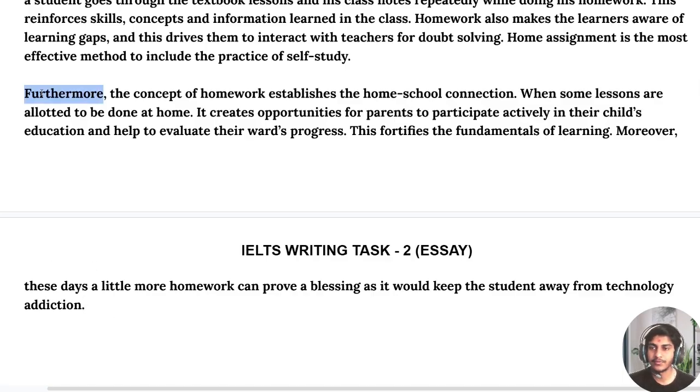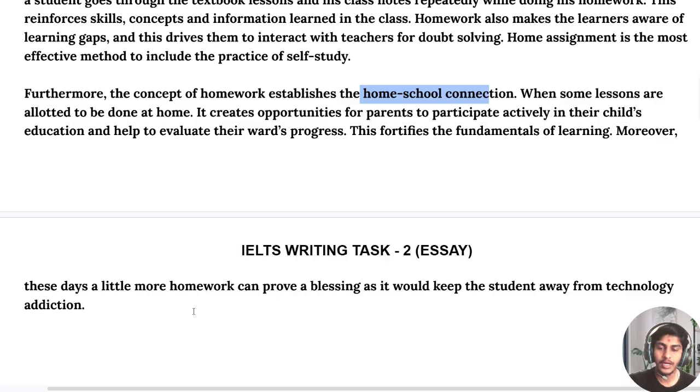Linking words like furthermore show continuity and good coherence. Here is the home-school connection: teachers, parents and students. Parents can check progress, guide children and support learning, and this is a major thing. And then technology addiction is a modern problem: mobile phones, games, social media. Homework keeps students busy, focused and productive. These points make the essay relevant and strong.